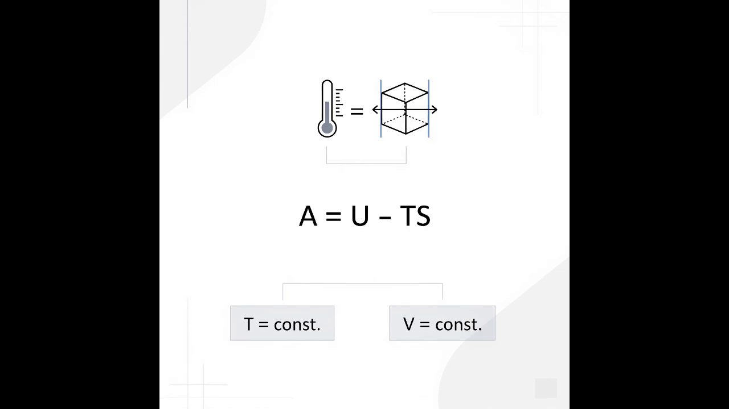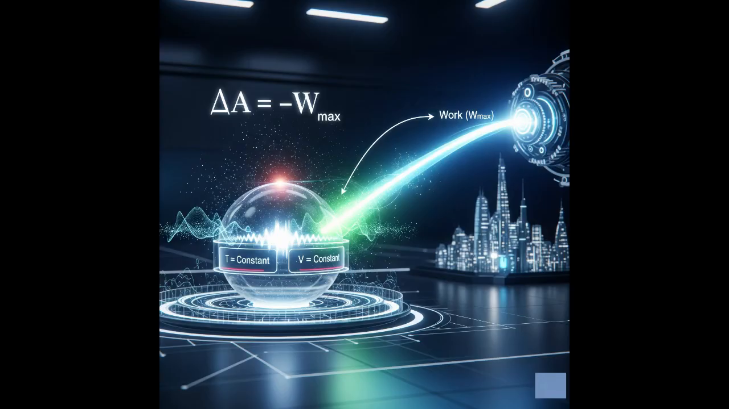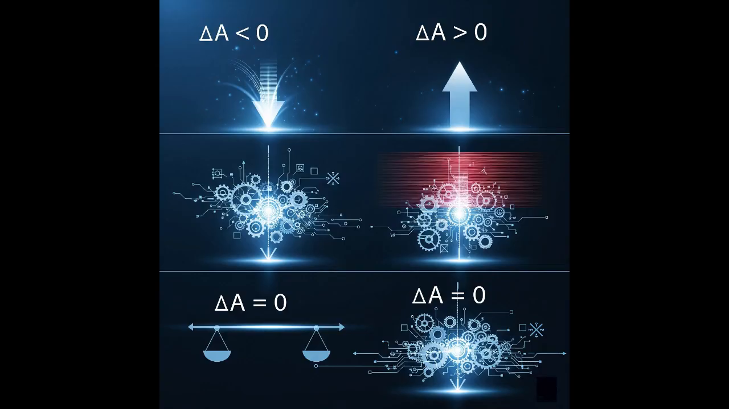Under these conditions, the change in Helmholtz free energy, delta A, represents the maximum amount of work that can be extracted from a system. The criterion for spontaneity at constant T and V is when delta A is less than 0, the process is spontaneous. When delta A is greater than 0, the process is non-spontaneous. And when delta A equals 0, the system is at equilibrium.